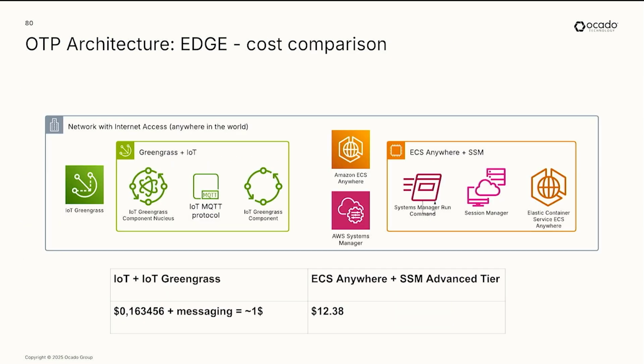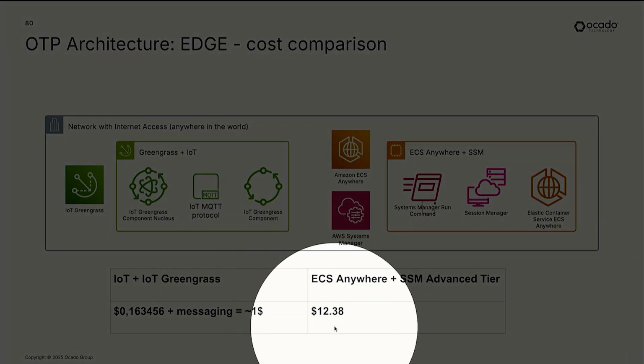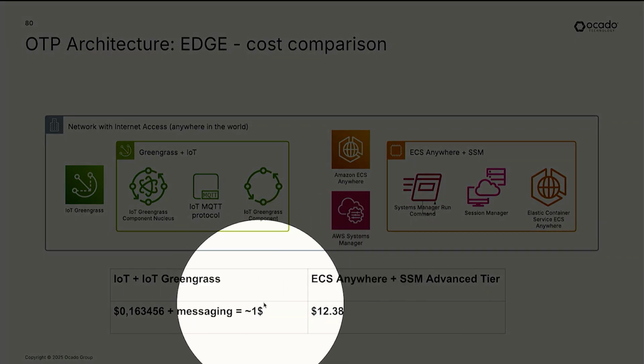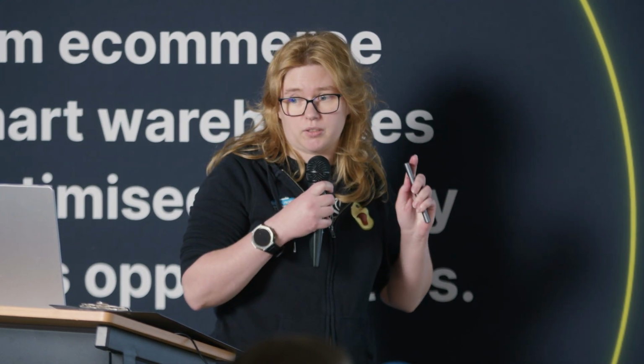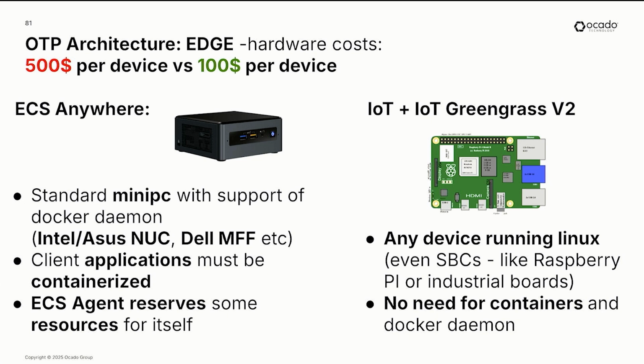Let's compare the two technologies, and that's the software only. So we basically moved from $12.30 to $1 per device per month. So this is huge, and this is software only, as I mentioned. But the edge is not only software. You also need to think about hardware.